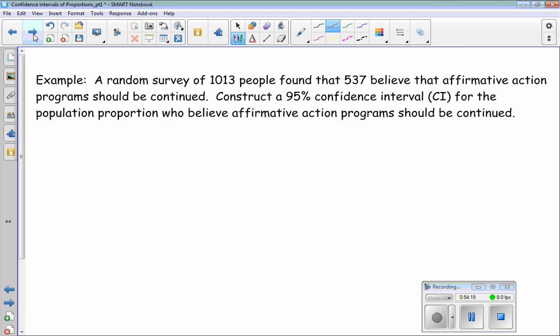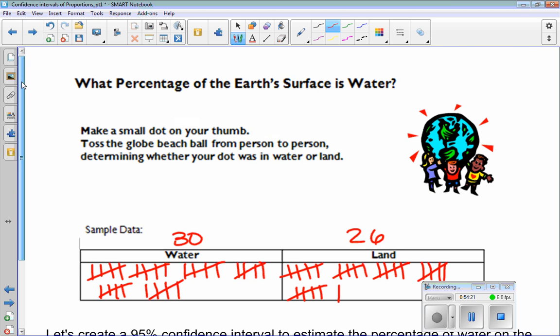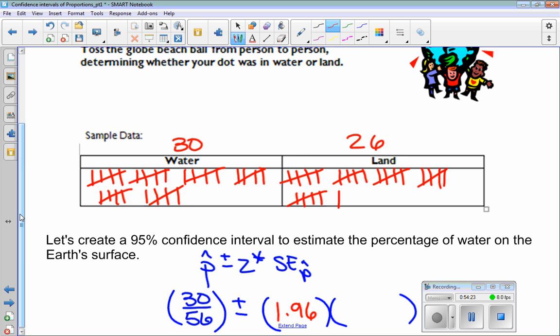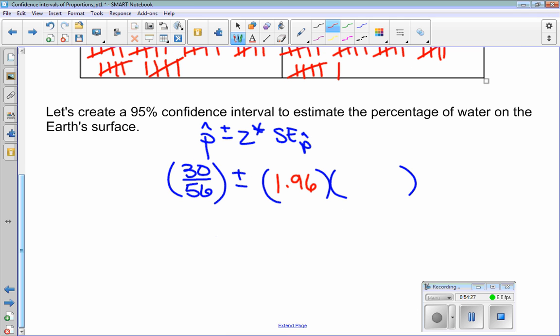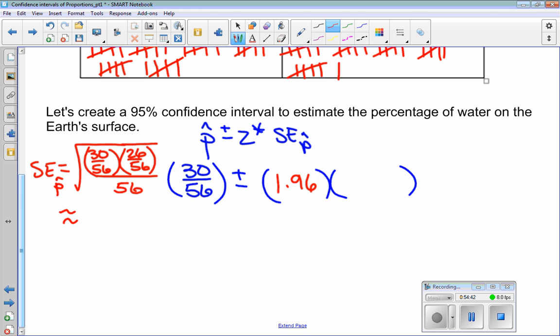All right, anyway. So what's the standard error? You've got to figure that out. Use your best judgment here.